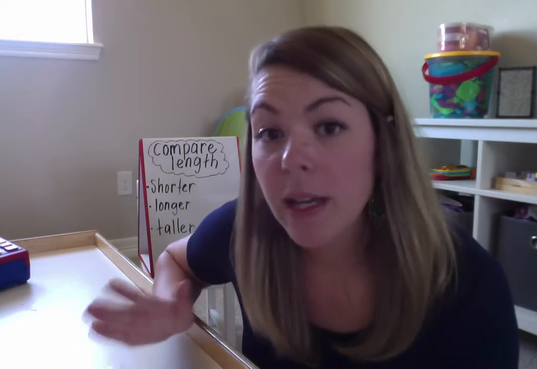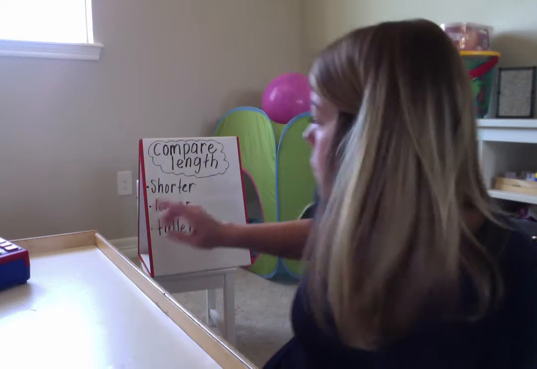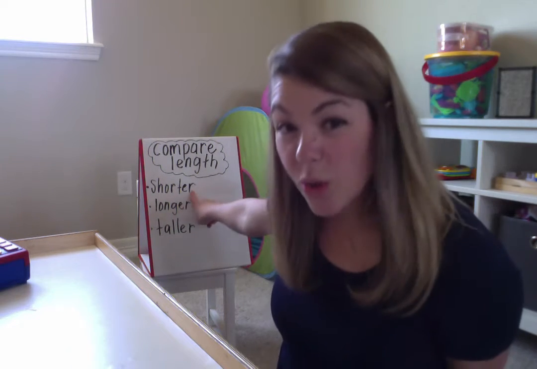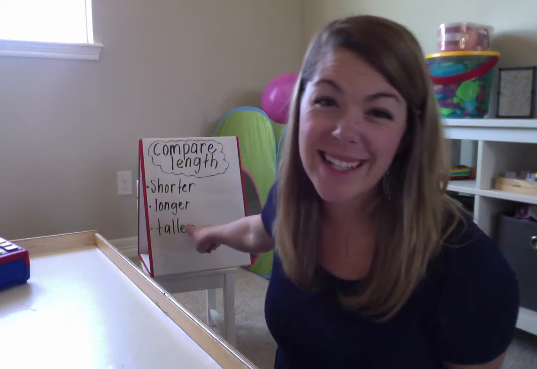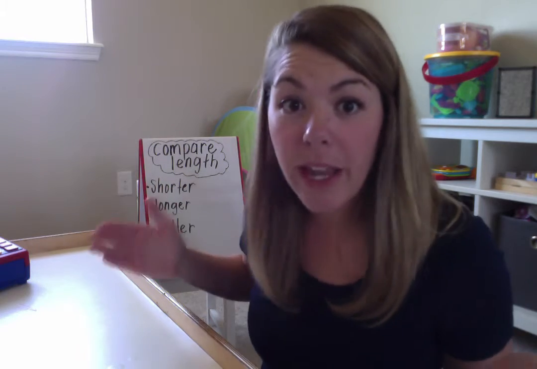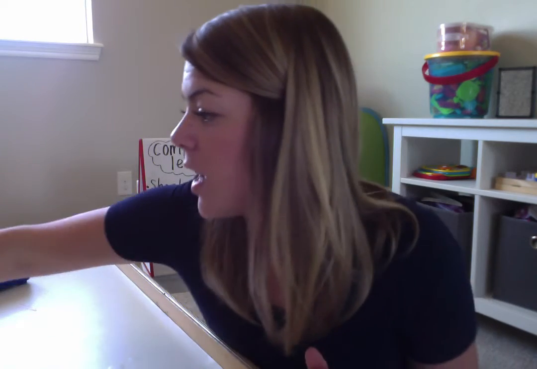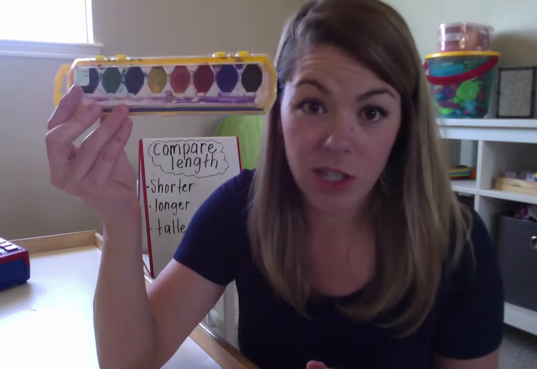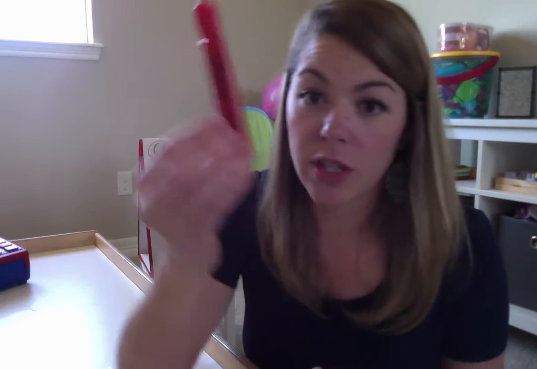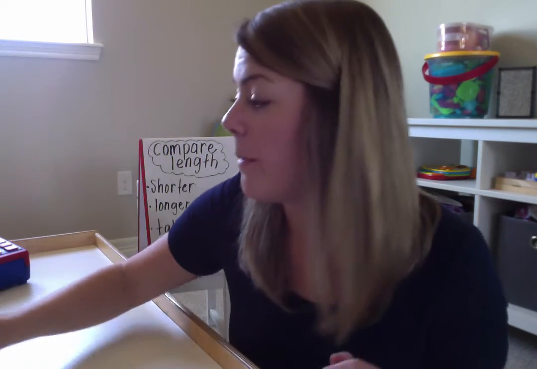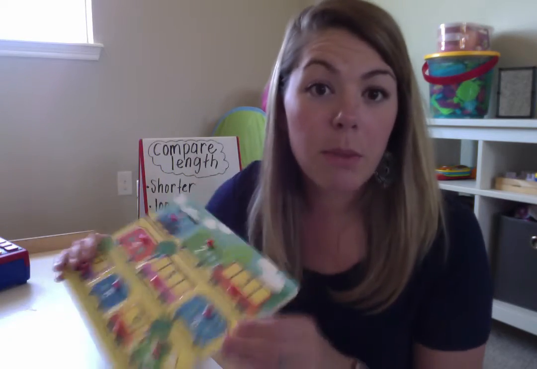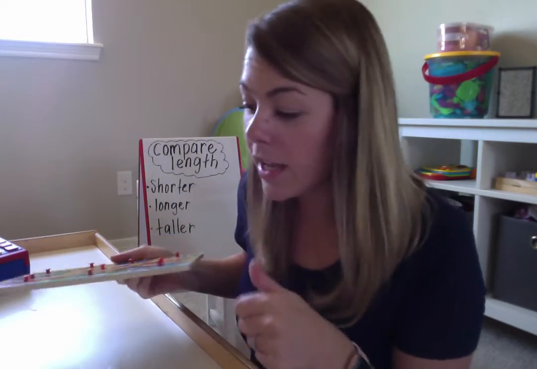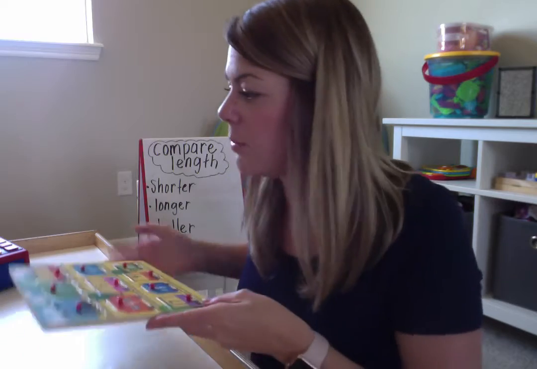So let's start by comparing some lengths. We're going to be using some of these words. Is it shorter? Is it longer? Is it taller? And we're going to compare two objects. So here are some of the objects that I found we can measure. Just this watercolor. We can measure this marker. I have a puzzle of Lucy's that we could measure. So we can compare the lengths of things, and I'll use some of these objects that I have here below.